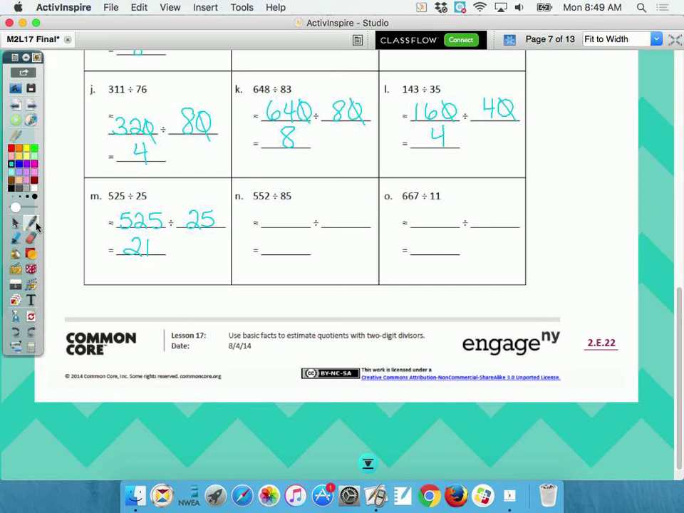85 rounds to what? 90. So 55 divided by 9. What number's close? 63? 54. Very good, Emily. You know your facts. 54 divided by 9 equals? 6. Very good.